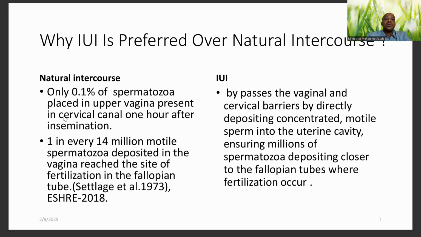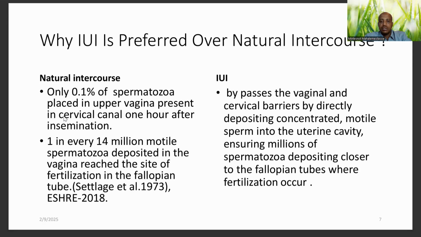So, how is IUI preferred over natural intercourse? As you all know, in natural intercourse, out of all sperm deposited in the vagina, only 0.1% of spermatozoa reach the site of fertilization. That means if you have 14 million motile sperm, only one reaches the site of fertilization.